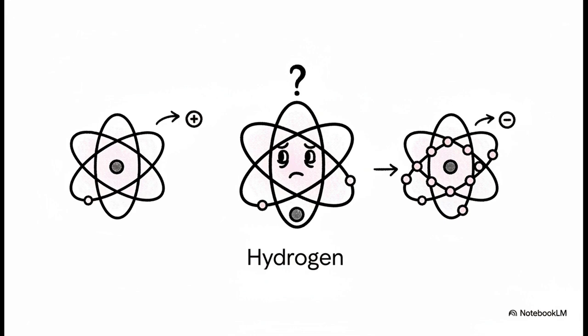But on the other hand, it only needs one more electron to get a full outer shell, just like the Group 7 halogens. It even forms paired H2 molecules just like they do. So, where do you put it? It's the ultimate chemical enigma.